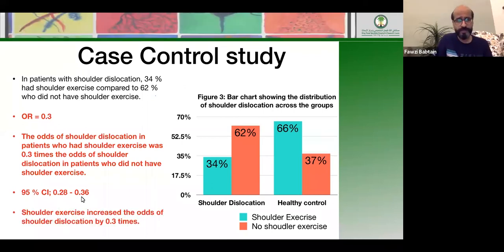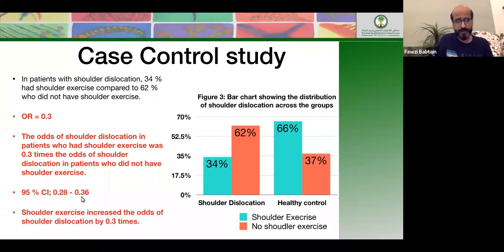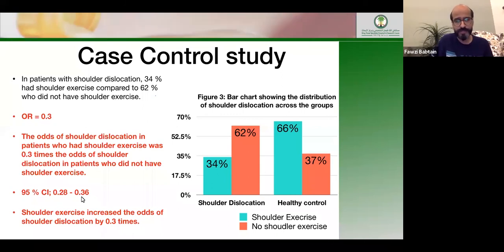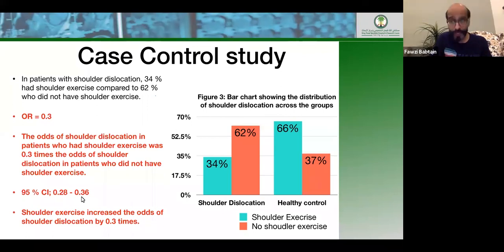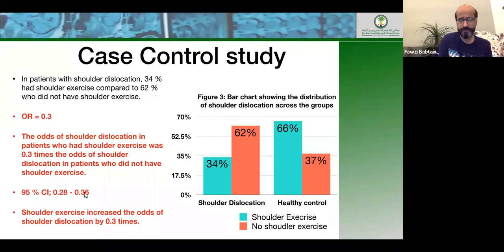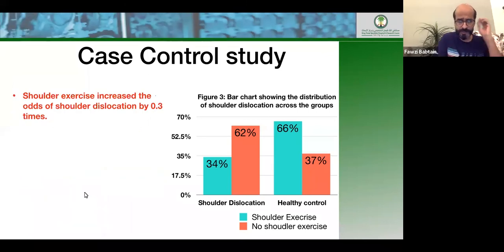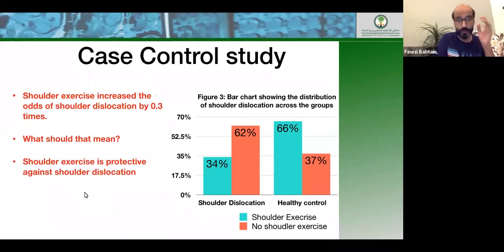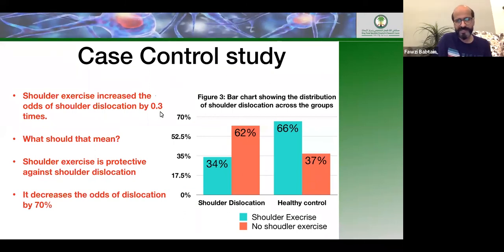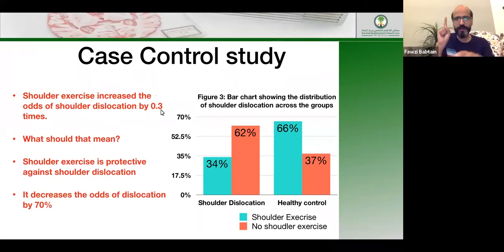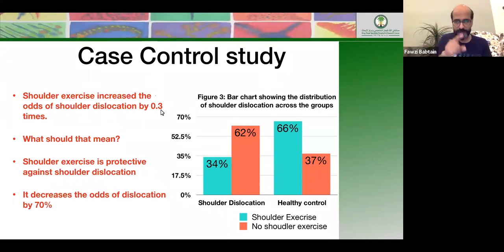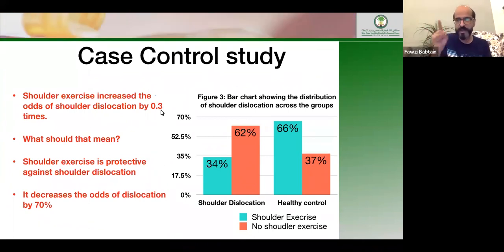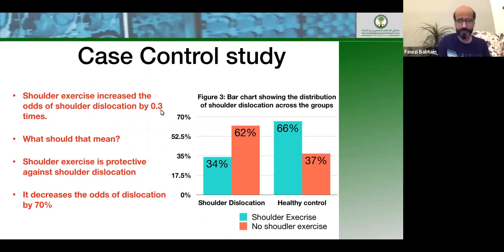Right. And so again, shoulder exercise changed the odds of shoulder dislocation by 0.3. A 0.3 odds ratio means it is protective. I'm just repeating myself. So what should that mean? It is protective again. Or you can say, because it is 0.3, less than 1 by 0.7, which is like 70%. This is another way to interpret the odds ratio. Because 0.3 is less than 1 by 0.7, and if you want to convert 0.7 to percentage, it is 70%. Right.